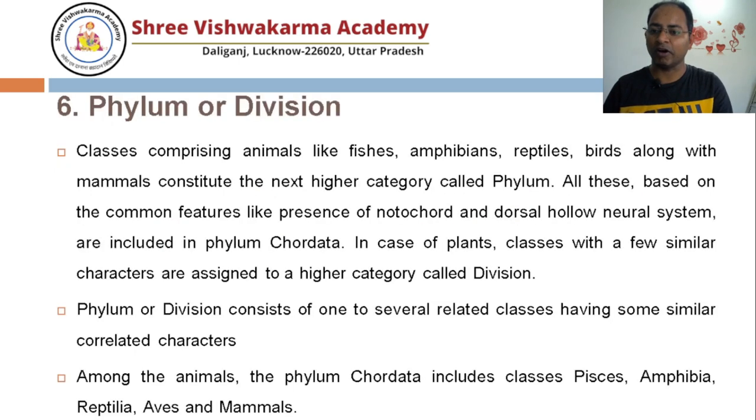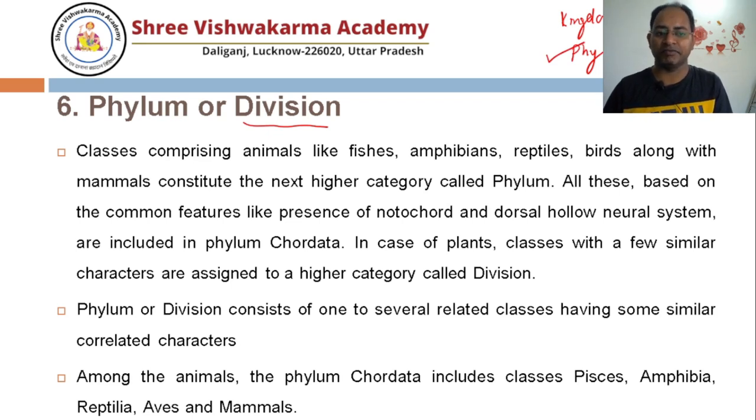Likewise, in one phylum, there will be many classes. All classes will come under one phylum. Now, one thing I forgot to tell you, what is division? While we are doing the classification, after kingdom, once we categorize the animal, then we keep phylum. But once we deal with the plant, kingdom Plantae, after kingdom, we keep division.